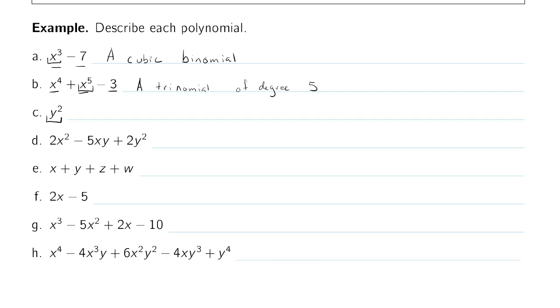Here, we only have 1 term, its degree is 2. So this whole polynomial is degree 2. This is a quadratic. There's only 1 term, so it's a monomial.